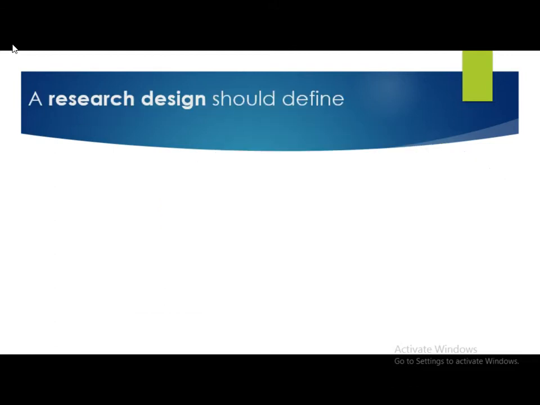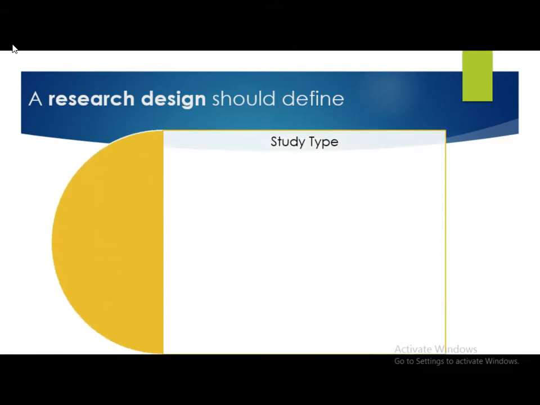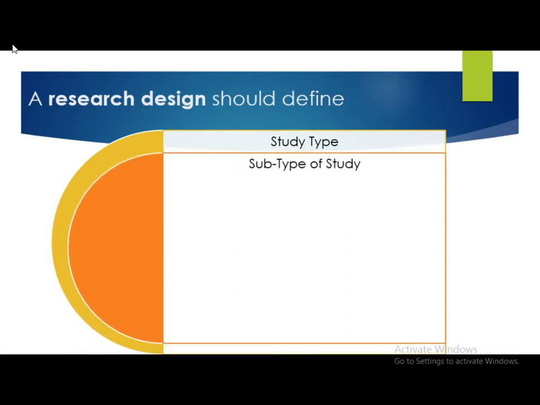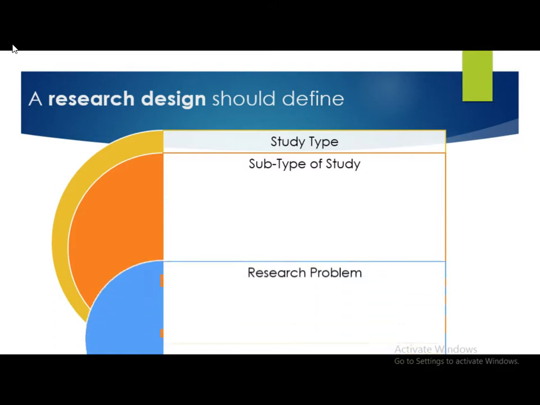A research design should define and include, first, the study type. That means whether your research is descriptive, exploratory, correlational, experimental, etc. That should be mentioned in the study type. Then there is a subtype of the study, like if your research is descriptive, whether it is cross-sectional or longitudinal case study, that you have to define. So study type and subtype should be defined in the research design.